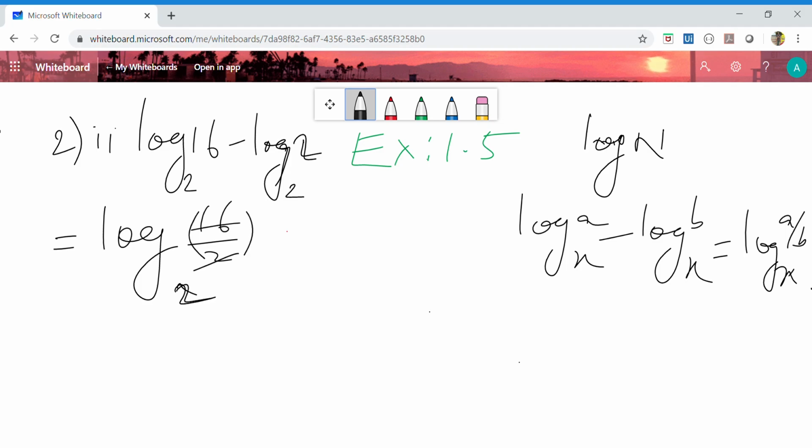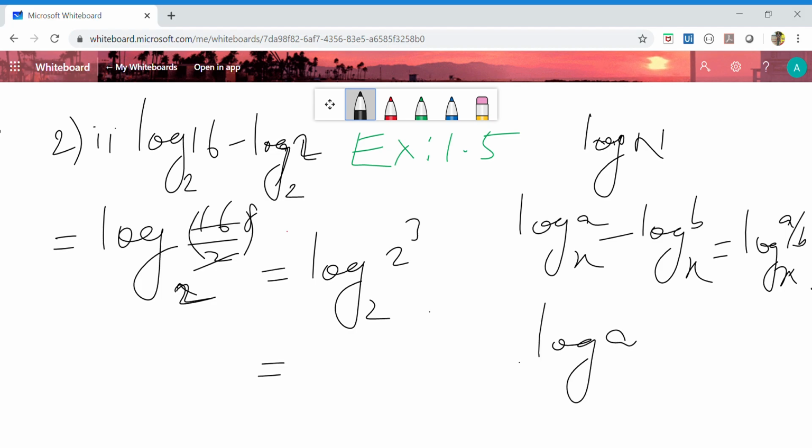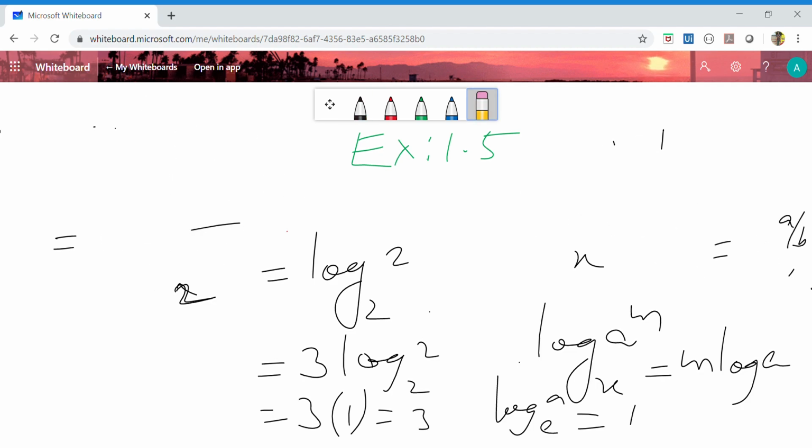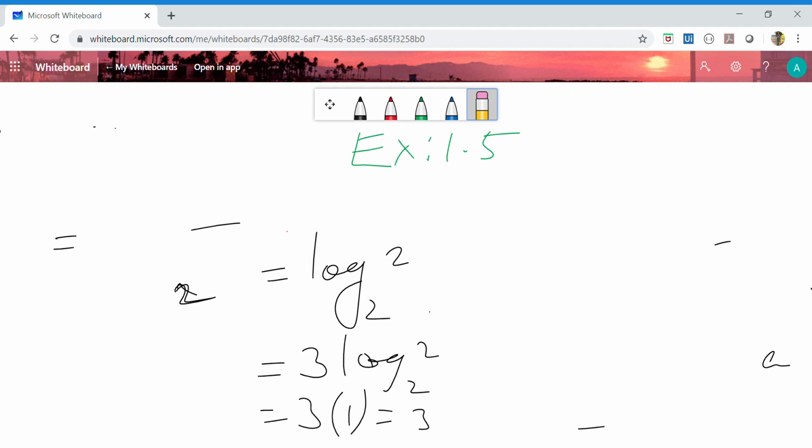16 by 2 can be cancelled to 8 and it can be written as log 2 cube to the base 2. And you know the formula log a power m to the base x is equal to m log a. So what you can write here? 3 log 2 to the base 2. And as you know that log a to the base a is 1, so 3 into 1 is nothing but 3. Okay. So applying the laws, we can find out the sums very easily.